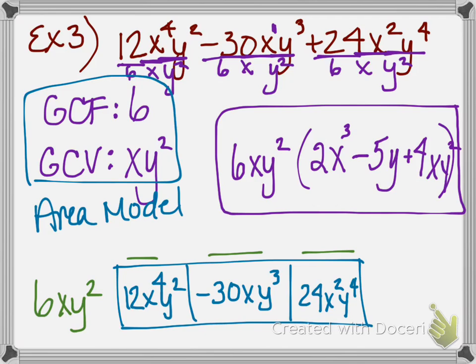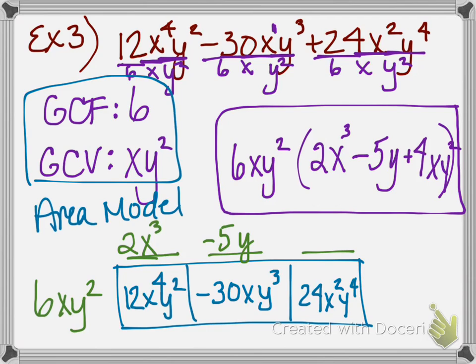So 6 times what is 12? 6 times 2. X times what is x to the fourth? That would be x to the third. And y times what is y squared? That would be just a 1, so I don't need to write it in. 6 times what is negative 30? That would be negative 5. X times what is x? That would be 1, so I don't need to write it in. And y squared times what would be y to the third? That would be just a y.